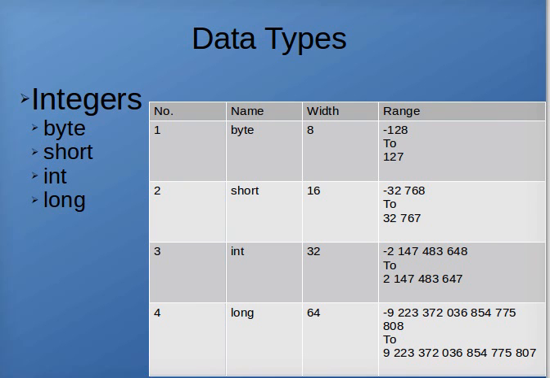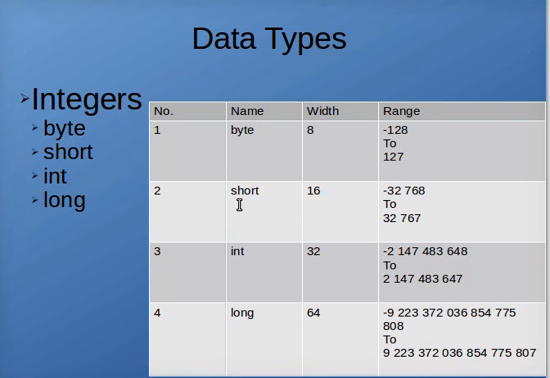We can store integer variables in these 4 types. So we can declare the variables by byte or short or int or long. Byte is the shortest of all of these integer data types. So the width of byte is 8 bit and it can store values from -128 to +127. So it can store negative and positive values.